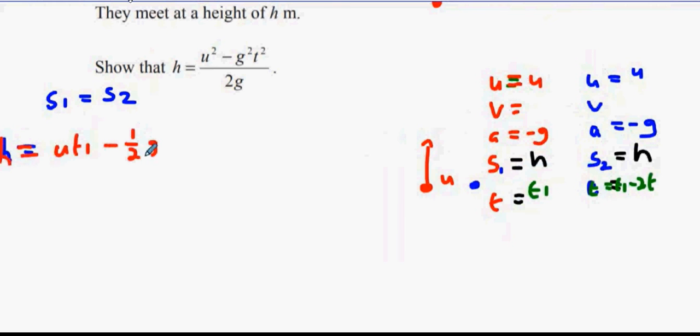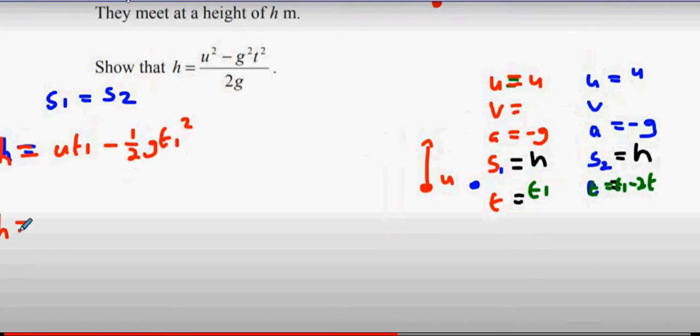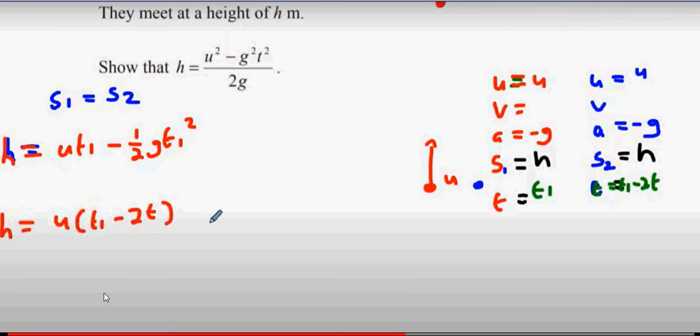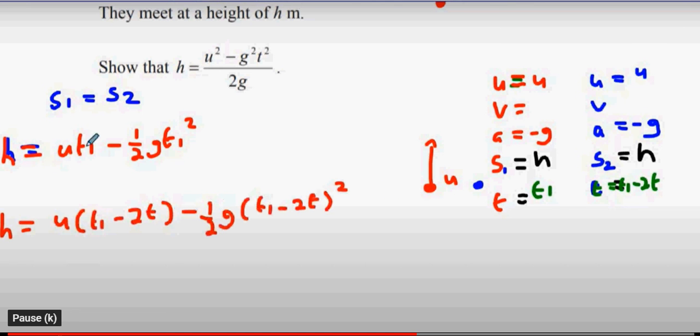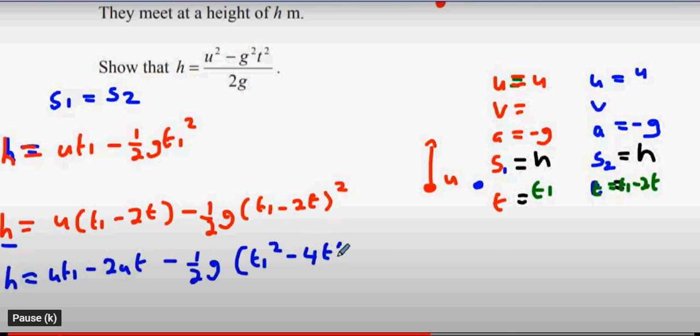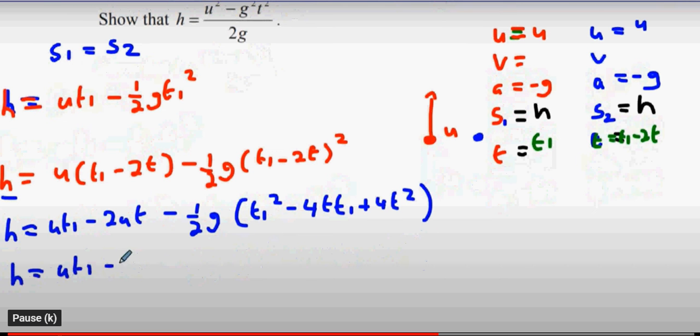H equals ut1 plus a half gt1 squared. That's using ut plus a half at squared. The next one is u times t1 minus 2t, minus a half g times t1 minus 2t squared. So we're using, remember, ut plus a half at squared for both data sets. Now, you're going to have to multiply all of this out. I'll let you guys look at the algebra yourself. You're just squaring out that t1 minus 2t squared. Then you multiply it out, and you basically get all these numbers here.